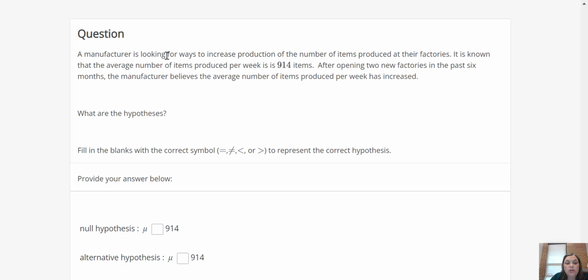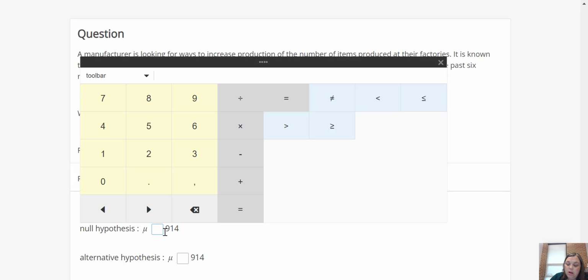So this one says a manufacturer is looking for ways to increase production of the number of items produced at their factories. It's known that the average number of items produced per week is 914. After opening 2 new factories in the past 6 months, the manufacturer believes the average number of items per week has increased. So if you'll recall, all of our null statements must include an equality, so equal sign.